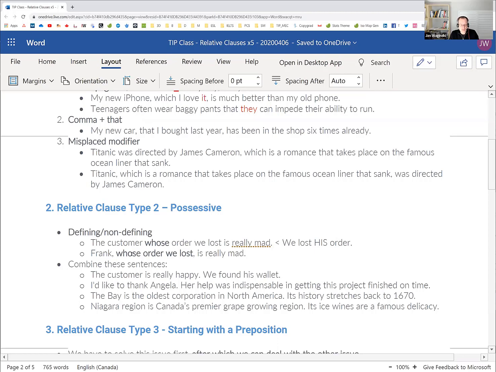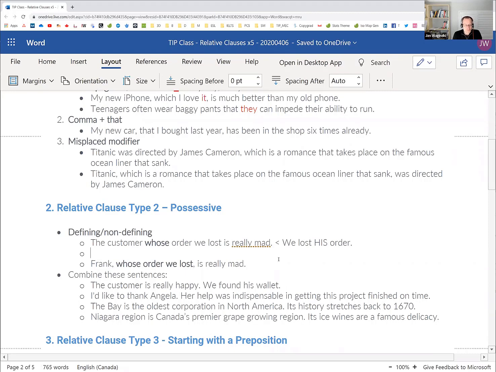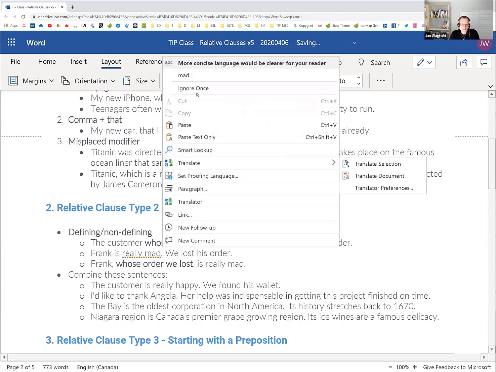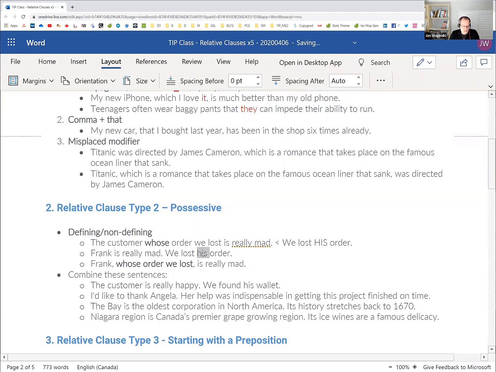You use it instead. So, okay, let me give you an example. This sentence here: Frank, whose order we lost, is really mad. What would be the simple sentences for this one? Well, Frank. Okay. Who lost his order? Why is Frank really mad? Because we lost his order. Yes, we lost his order. Okay. Because it's his order.